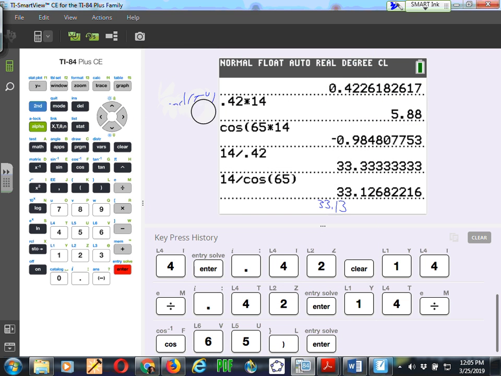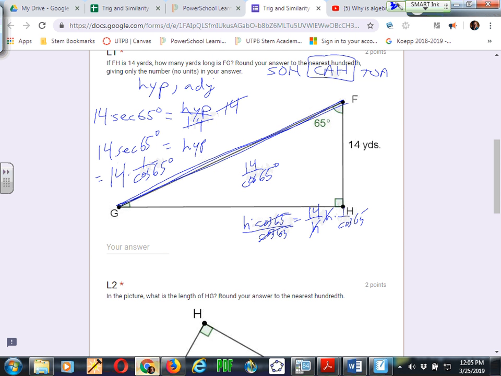So there's that one. We think the answer then is 33.13, and we come in here and say the answer should be 33.13, which, by the way, I don't remember really what any of these answers are. You should check for reasonableness.